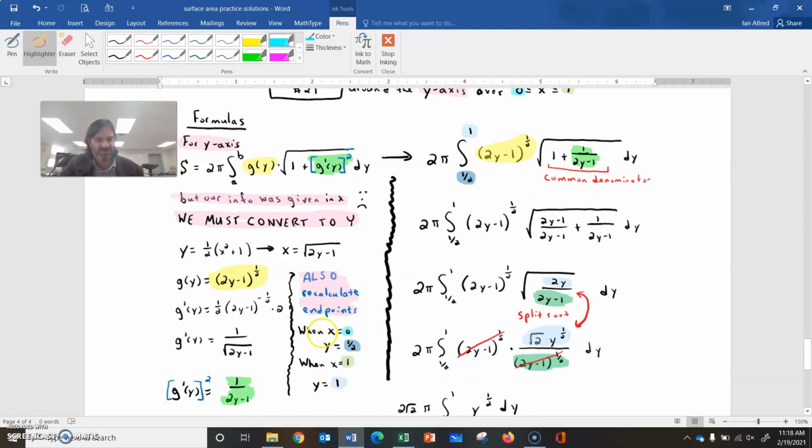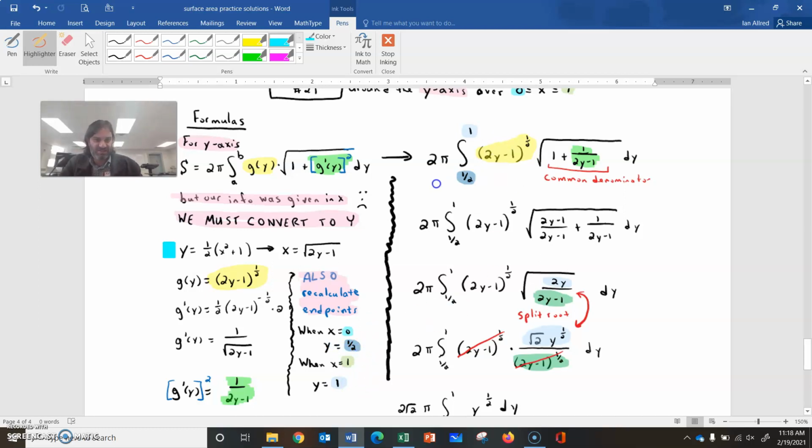So my endpoints were given as x being 0 and x being 1. So I'm going to take those and plug them into the function, 1/2 times x squared plus 1. I'm going to plug those two things in and calculate y. And when I do, the y's will be 1/2 to 1. So a very small height change here.